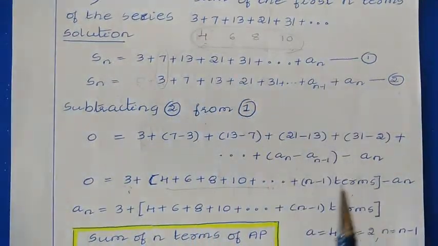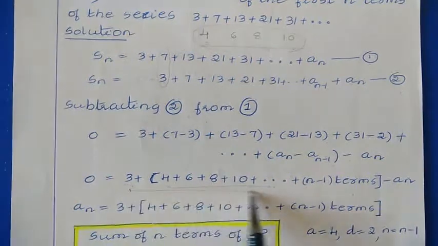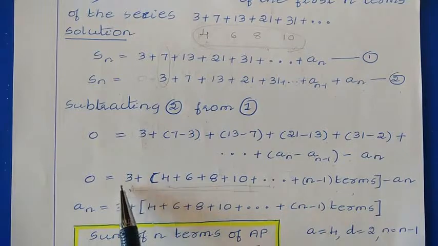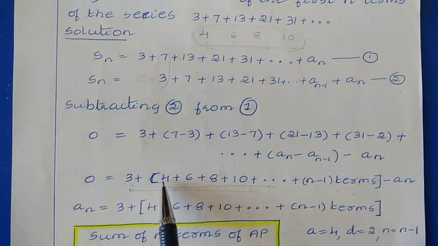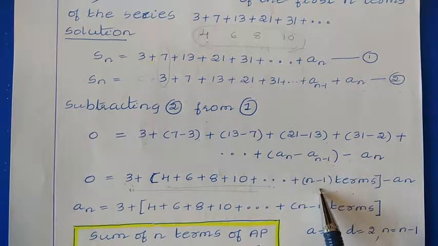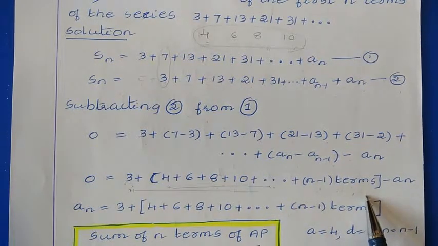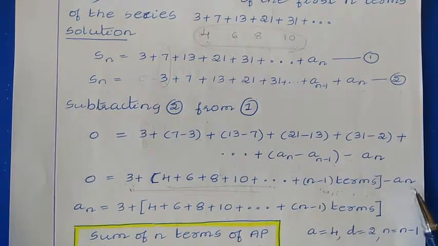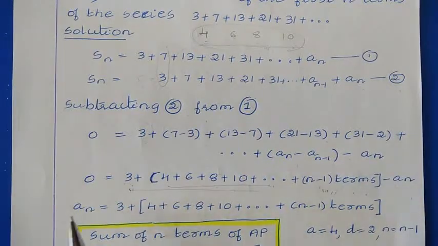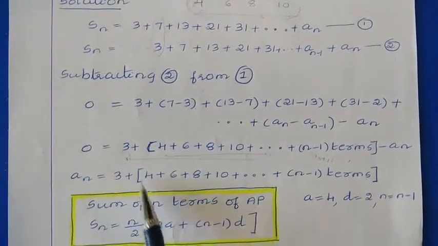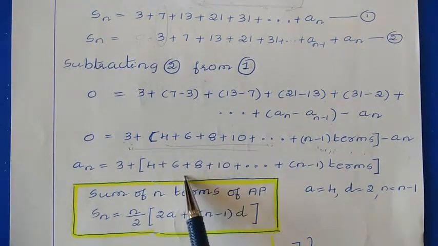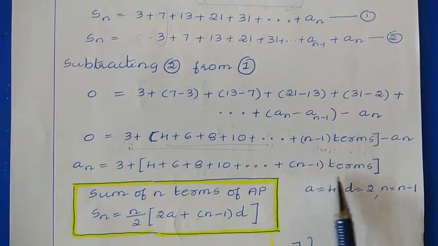But after finding the difference, from 3 up to here we have n terms, but I have removed this 3. I have written this 3 separately, so I am counting from 4. That means 1 term we have to remove. So the last term is the n minus 1 term. It is not the nth term. This you have to keep in your mind. That is n minus 1. Then minus an. Now this an you can take to the left hand side. So we have an is equal to 3 plus 4 plus 6 plus 8 plus 10, so on up to n minus 1 terms.